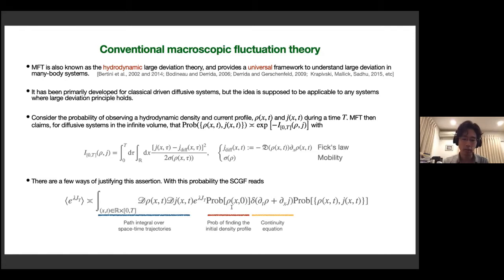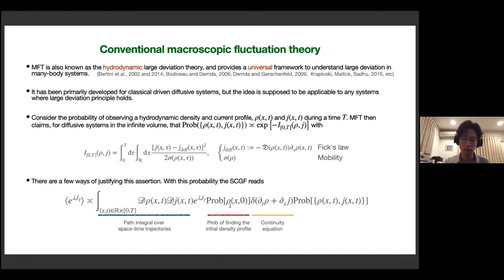And if the initial condition is fluctuating, which is usually the case, then you also have to put the probability of finding such an initial density profile here as well. And because this is hydrodynamic theory, the continuity equation is supposed to be satisfied at each point in space-time. So just to ensure that it is satisfied all the time, you put a delta function in here. And then finally, you also have to put the probability of finding such profiles, which are to be integrated over all the trajectories. That's the formula, at least formally.